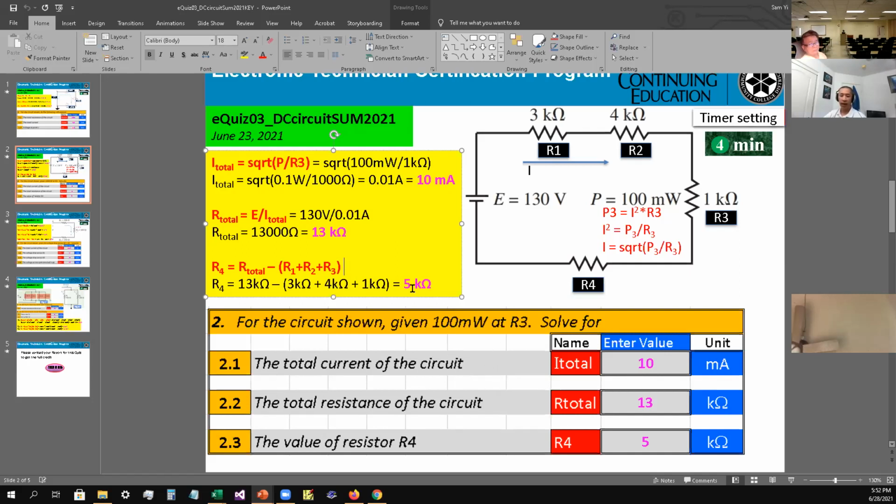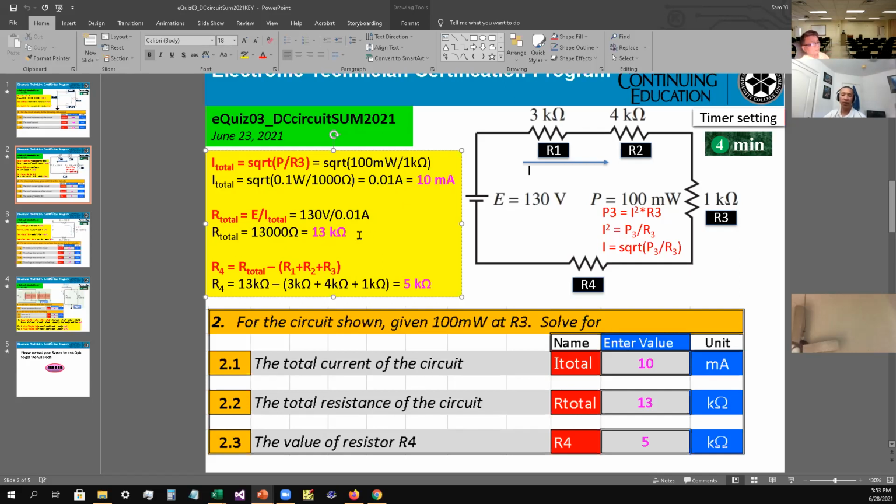All right. Any question on that one? Everybody follow? Okay, so the next one we want to do is find the R total. We know R total equals E divided by I total. We know E, which is 130 volt, and we know I total from 2.1, which is 10 milliamps, or 0.01 amps. So it's 130 volt divided by 0.01 amps. You divide that and it gives you 13,000 ohms, and then you convert that because they want the answer in kilo ohm.